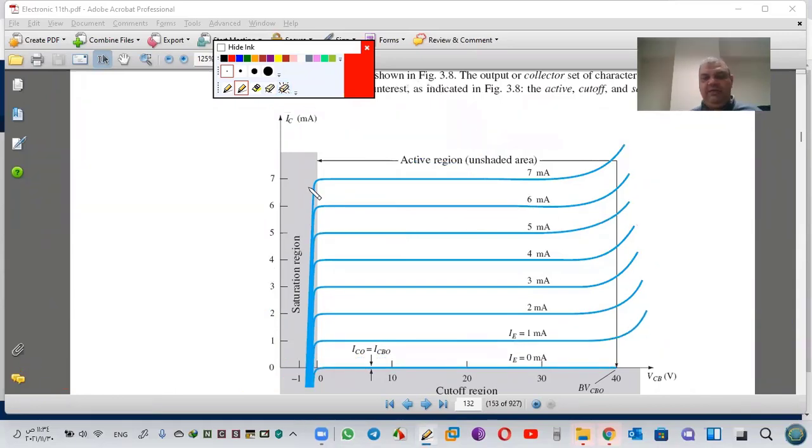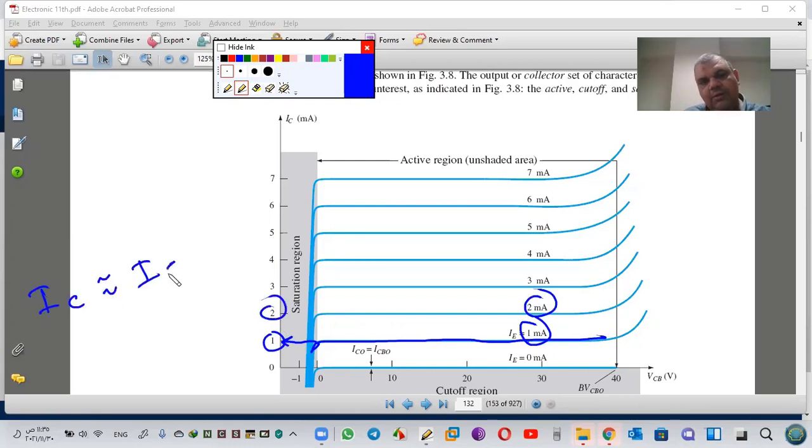The second current we can see here is this one. IE increases, IC increases. IE increases, IC is increased. See here 1, here almost 1, here 2. That means IC is usually a little bit equal to IE because IB is very small. Sometimes we are going to use this one. Third thing, the current increases in this area, see?